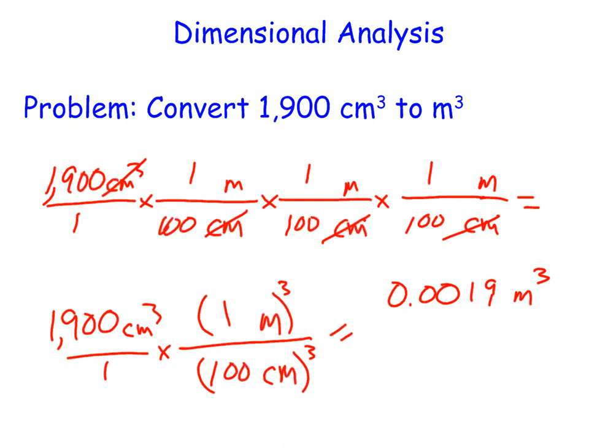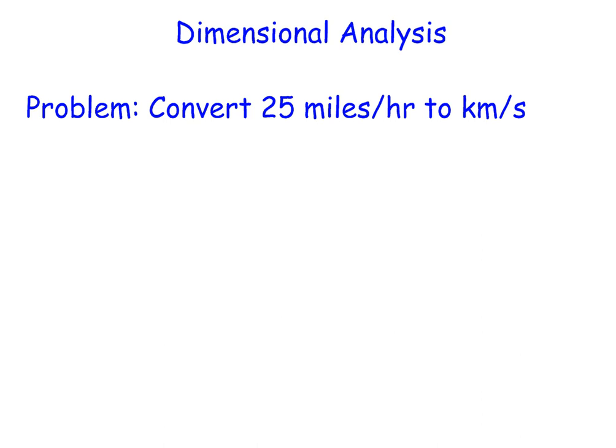The other application we have of this is converting units on both the top and the bottom. So here's a nice little conversion. Suppose we're in a car traveling at 25 miles per hour, and we want to know how many kilometers per second that would be equal to. So here we have units in both the numerator as well as the denominator. So 25 miles per hour. The hour part is in the denominator.